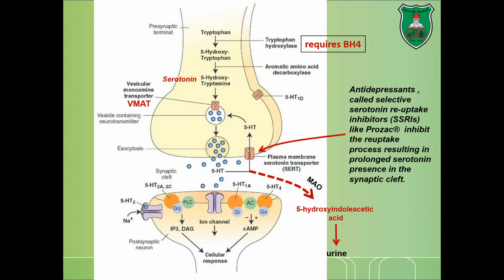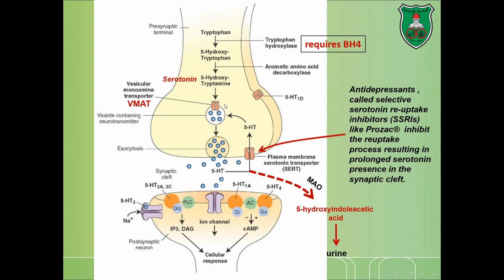Now, the synthesis of these two hormones, the precursor is tryptophan. The first reaction is the rate-limiting step, catalyzed by tryptophan hydroxylase. It's the same concept as hydroxylation of tyrosine. So this reaction requires tetrahydrobiopterin. Now you have the formation of 5-hydroxytryptophan, which is decarboxylated, forming serotonin or 5-hydroxytryptamine.